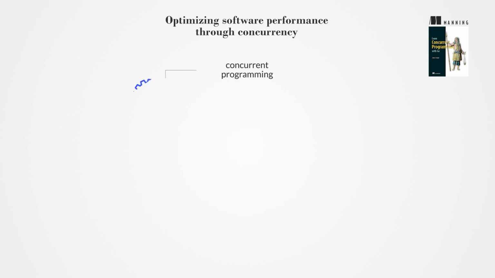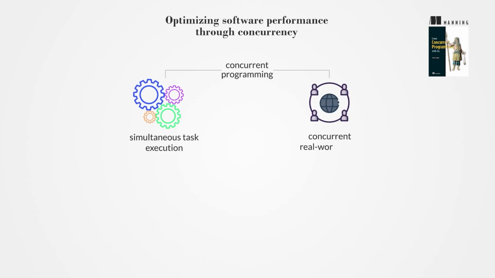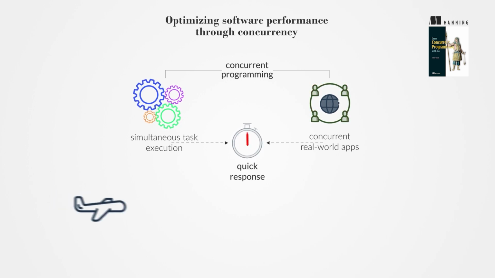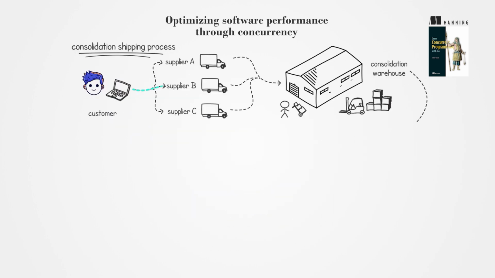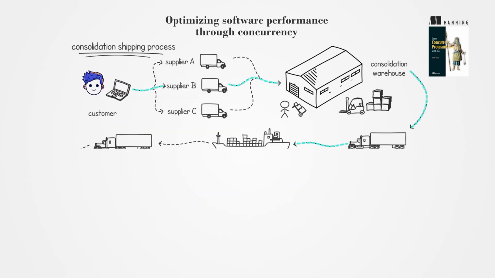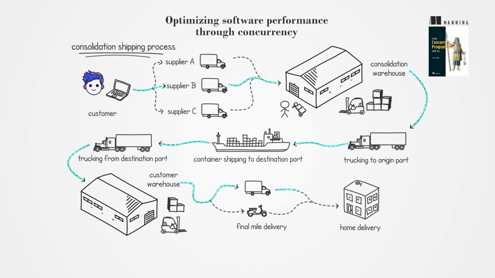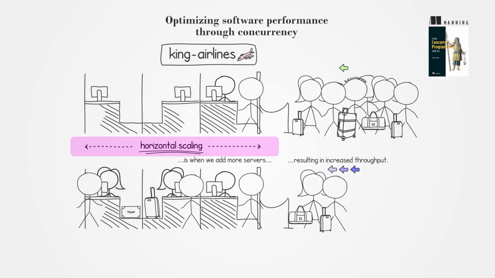Concurrent programming enables simultaneous task execution, allowing us to model concurrent real-world applications. Nowadays, most applications need to respond quickly. Think, for example, about air traffic navigation, logistics, and even online shopping. As hardware advances with multi-core processors and cloud computing, developers must adopt concurrent programming to efficiently scale software and meet rising demand. We can improve throughput through horizontal scaling when multiprocessors are available.